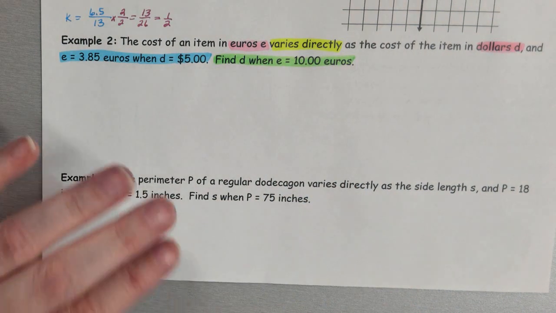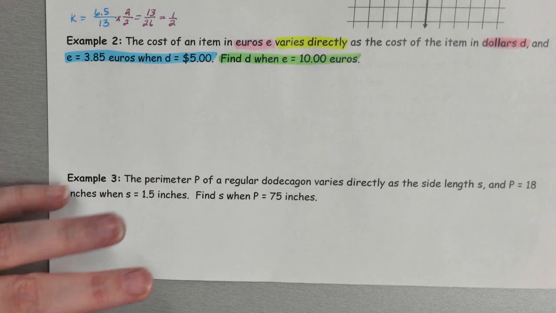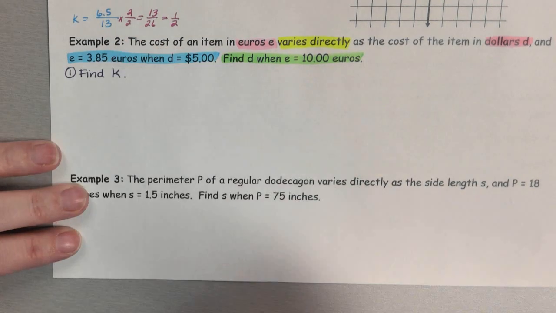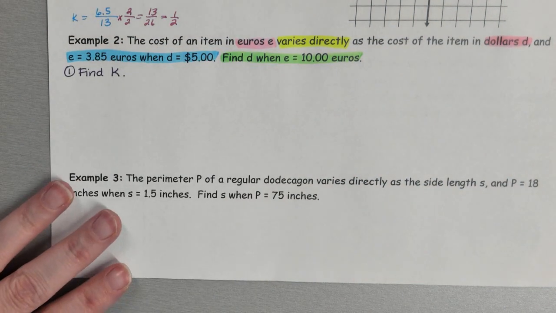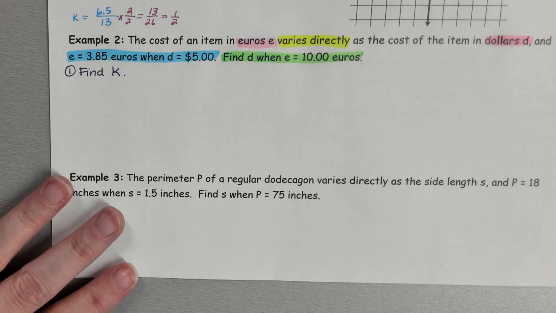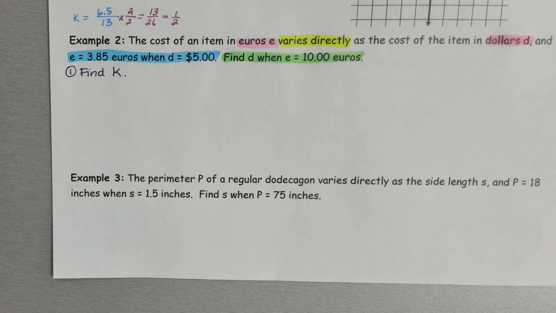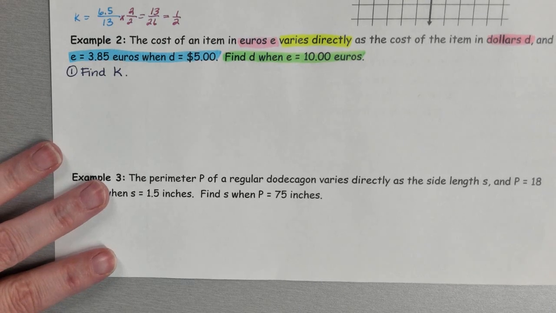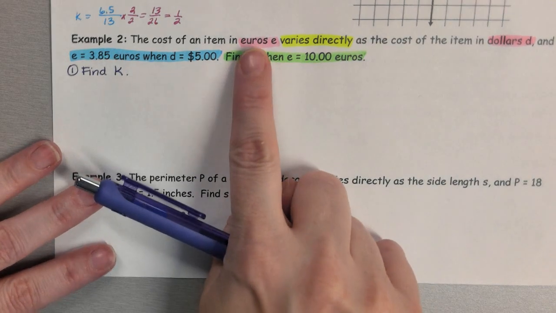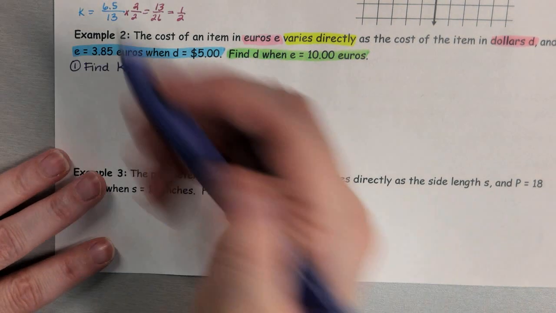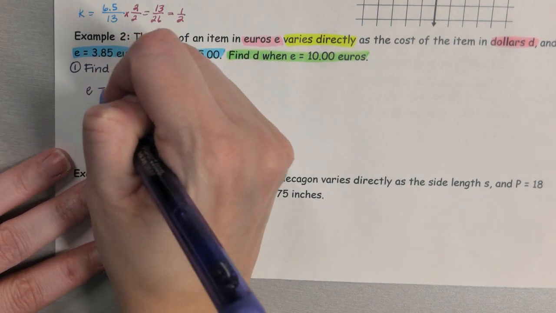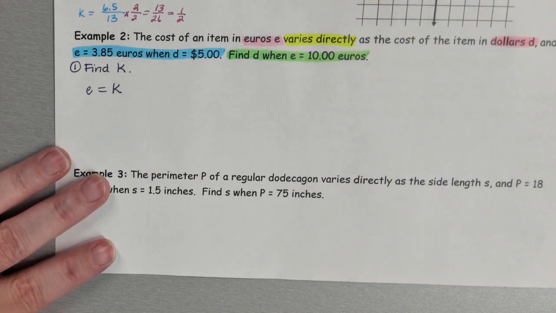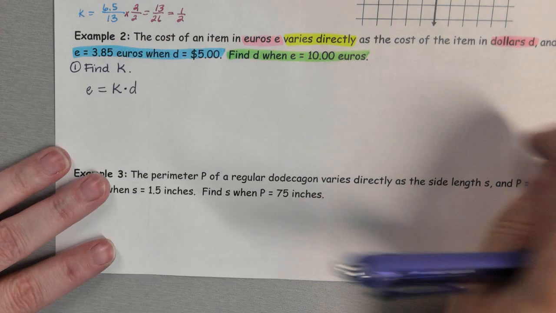So remember, you have to do 2 steps. And your first step is always to find that constant K. Okay? Now when you're finding it, we're going to set up our direct variation equation, which remember, usually our direct variation is y equals k times x. But now we don't have y, it says the euros varies directly. So it's E varies directly, so E equals K multiplied by D.